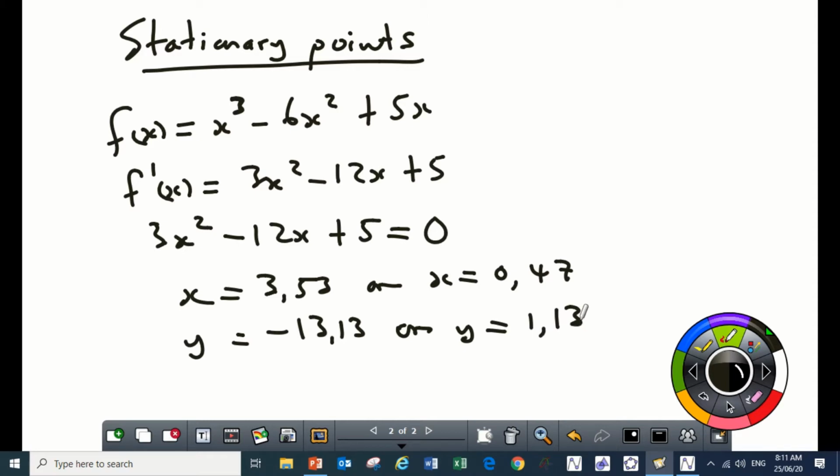Okay, so when x is 3.53, the y is minus 13.13. When x is 0.47, the y is 1.13. Okay, so you're going to have 2 points where the graph is going to turn. That is, one point you're going to have a maximum turning point, the other point is going to be a minimum. Okay, then let's move on to the point of inflection.